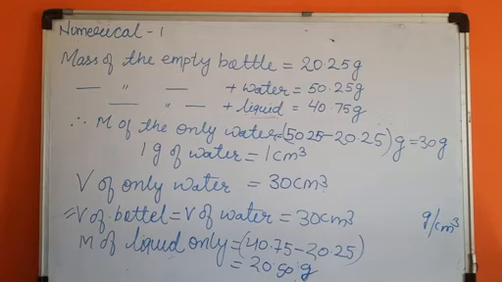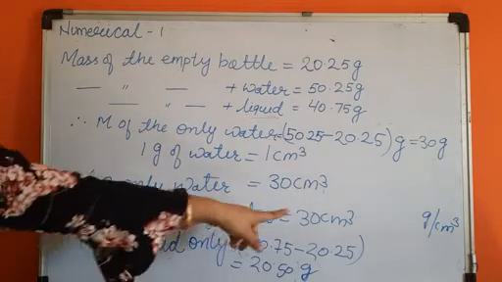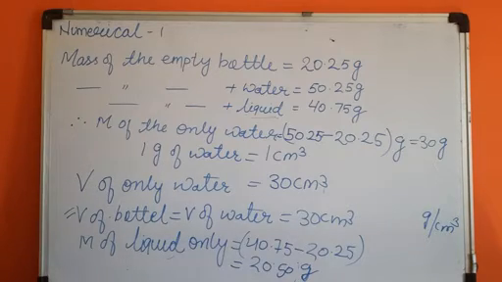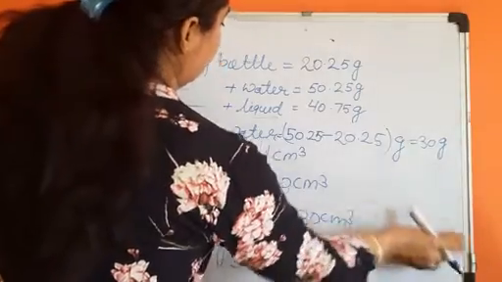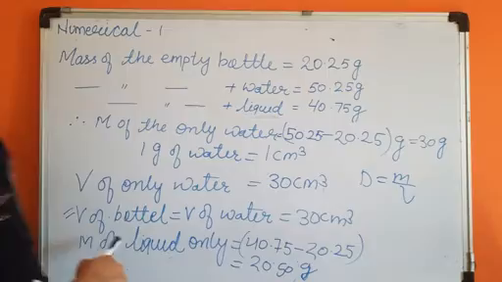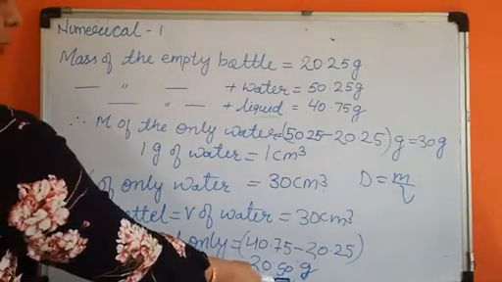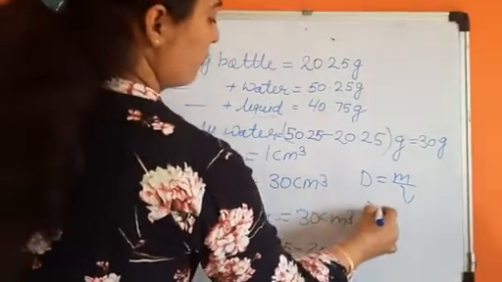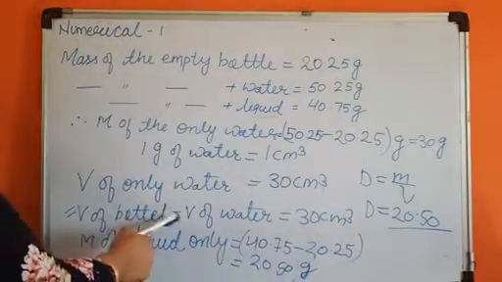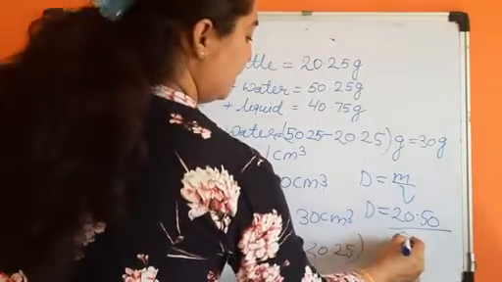According to the question, you have to determine that the volume of the bottle is 30 centimeter cube, and the density of the liquid. For the density of the liquid, we have to use the formula, that is mass per volume. According to the formula, mass per volume. We know the mass of the liquid, it is 20.50, and the volume of the liquid, it is 30 centimeter cube.